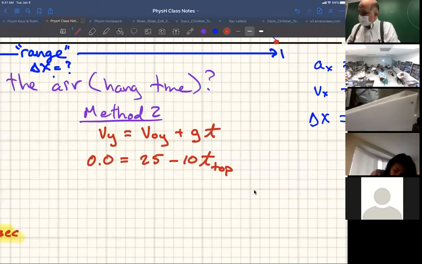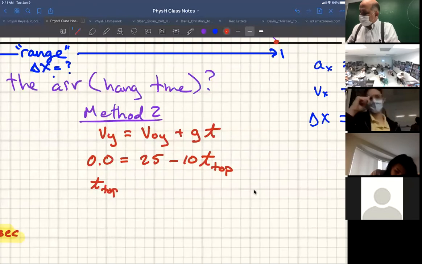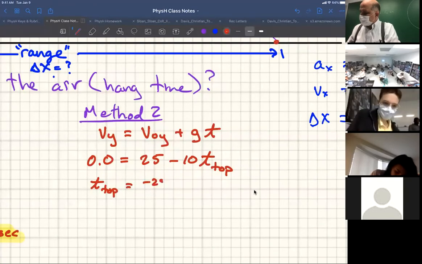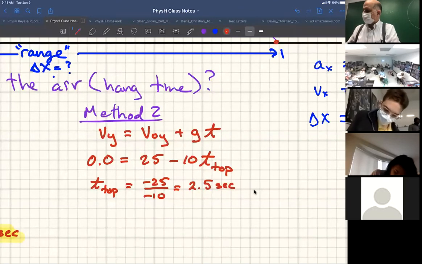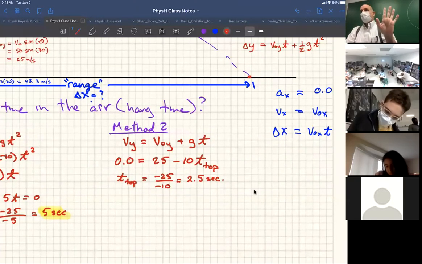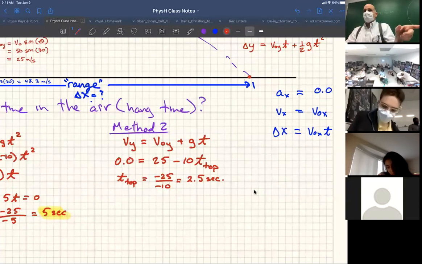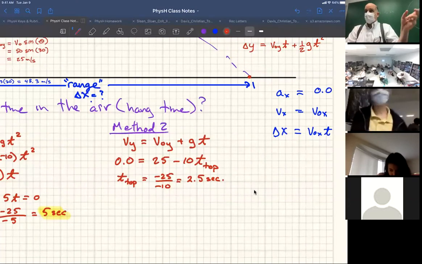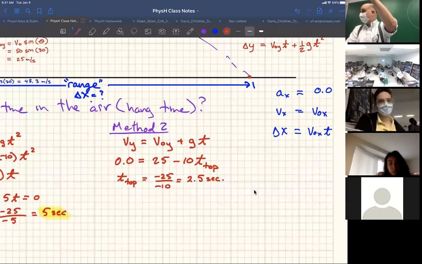So the time to get to the top is minus 25 over minus 10, which is 2.5 seconds. Does it make sense to you that, if there's no air resistance, a projectile would take the same amount of time to get from the top to go back down as it took to go from the bottom up to the top? It is true.